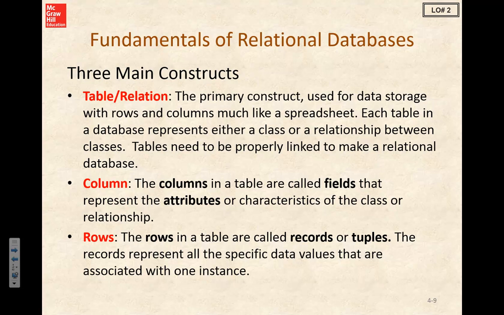So the columns in a table are going to be called fields that represent the attributes or characteristics of the class, while the rows in the table are called records or tuples. And the records represent all the specific data values that are associated or stored within that table.